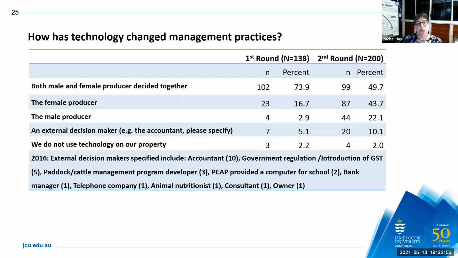So the next question asked whose decision it was to bring technology onto the property. In the first round, the dominant answer was that decisions were made either together or predominantly by the woman on the property. By the second round, the spread of decision making was almost equal and meant joint decisions. So men and women were making the decisions together, or women were making the decisions about bringing technology onto the property. However, men did seem to be making decisions a little bit more about technology coming onto the property.